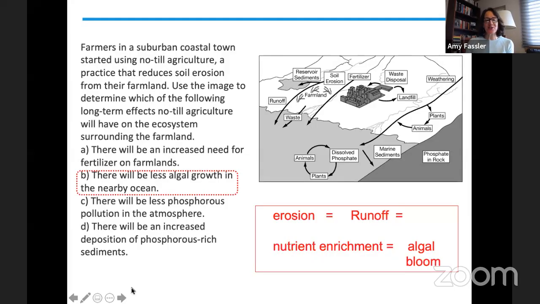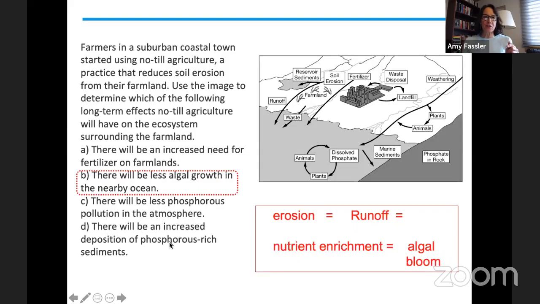The correct answer is there will be less algal growth in the nearby ocean. If I don't have erosion, I don't have an increased need for fertilizer. I probably have a decreased need because all that fertilizer is staying on my cropland where I put it. We don't ever have phosphorus in the atmosphere. And this just takes more time. Remember, I'm not going to see a direct impact of that.